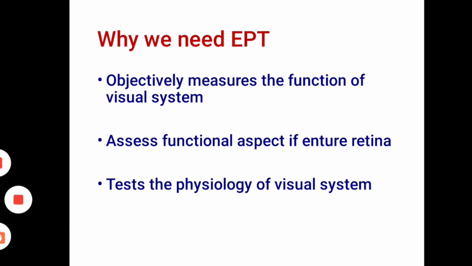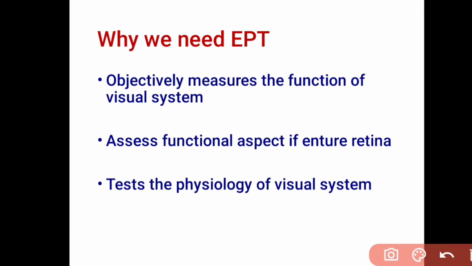The first is it provides objective measures of the visual system function which are interpreted in conjunction with the structural imaging data. Next, it assesses the functional aspects of not only the retina but also the entire visual system. It also tests the functionality of the visual system. That is, normal anatomy doesn't mean that it's physiologically and functionally doing well. So these tests will help to confirm the functionality of the visual system. Hence these tests have their own role in diagnosing important ophthalmological conditions.